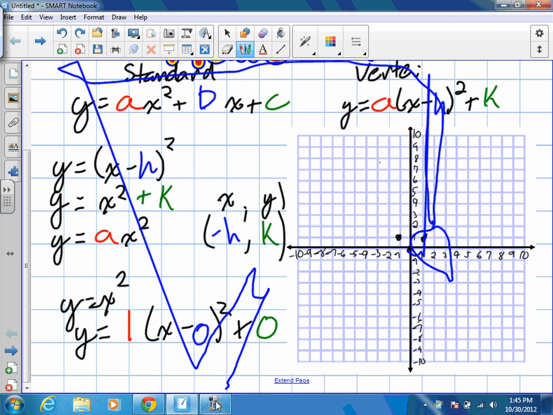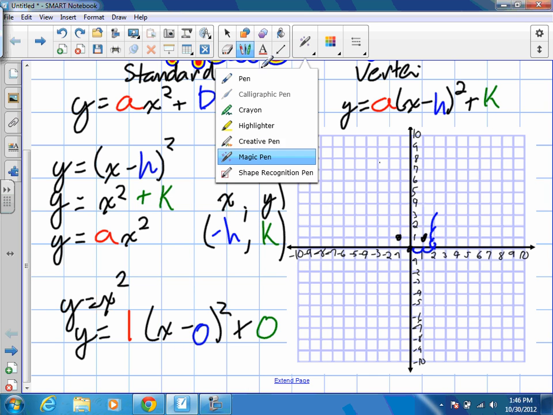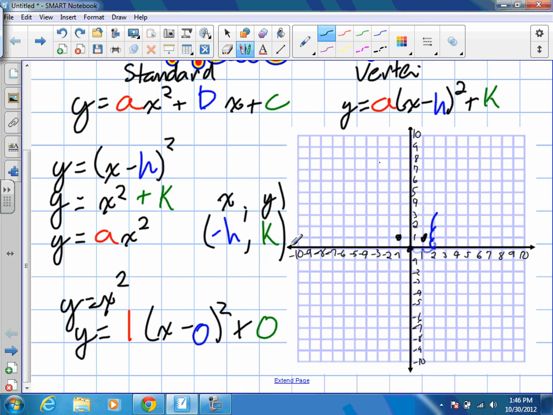So like we were saying, if we were to go over 2, how many should we go up? 4, right? And what would 4 times 1 be? 4. So if you notice in our original one, it doesn't change anything. So we draw what we're used to drawing, and 3 is 9.